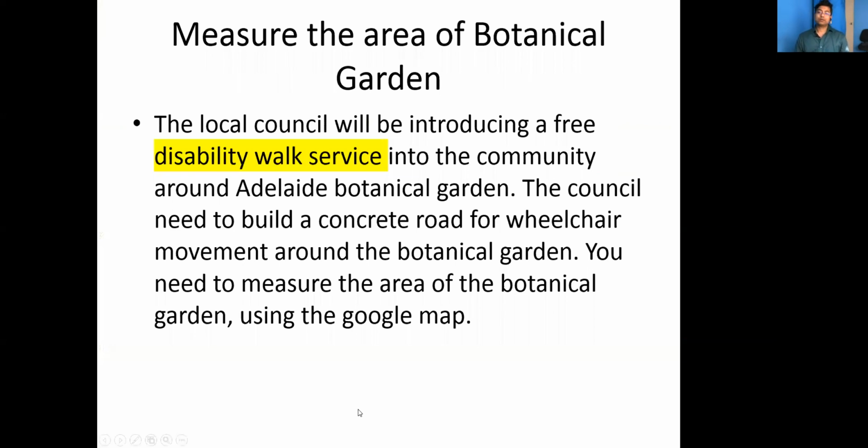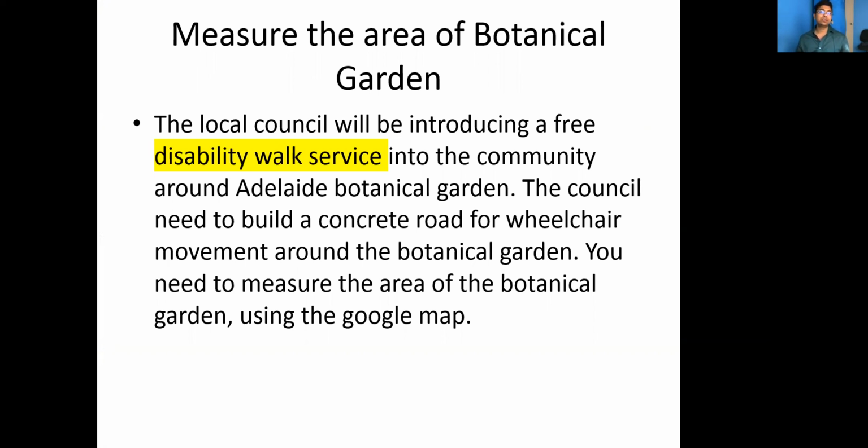So we need to know the area of the Adelaide Botanical Garden. Why is it important? Because we have a project that has been assigned by the local council. They are going to do something for the disability work service, so they need access for wheelchairs. Make sense?